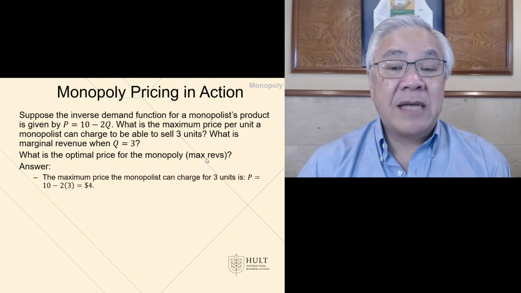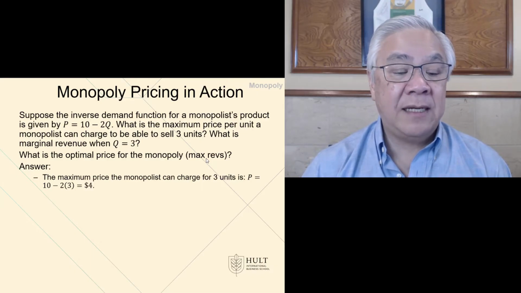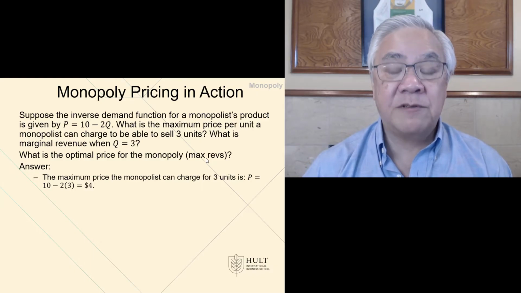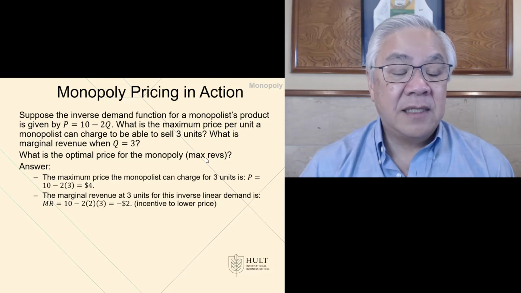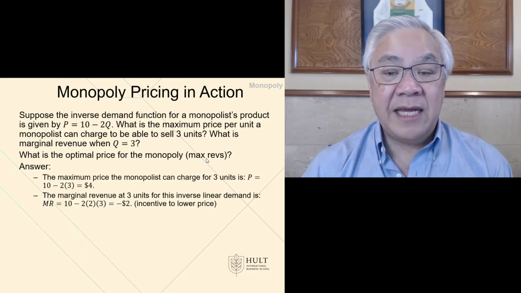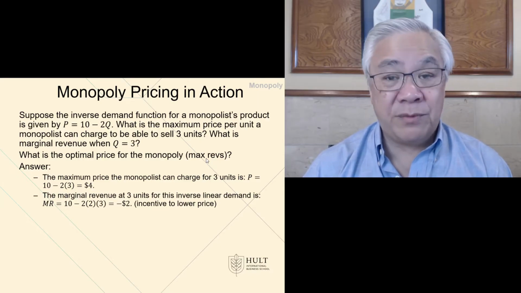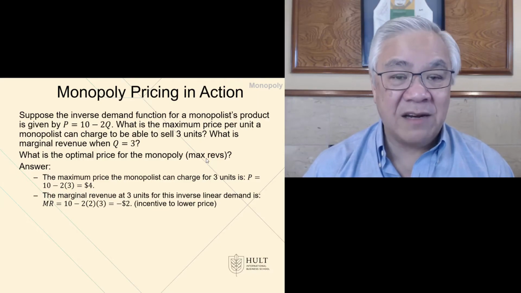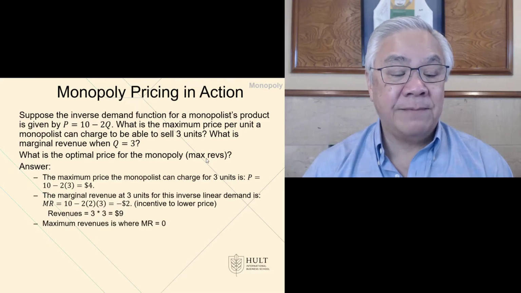Answer: the maximum price the monopolist can charge for 3 units is price equals 10 minus 2 times 3, which equals 4. The marginal revenue at that point is 10 minus 3 times 2, or equals negative 2. So in this case, we have a negative marginal revenue, so we have incentive to lower the price because we don't want to have negative marginal revenue. So revenue at 3 times 3 is 9.